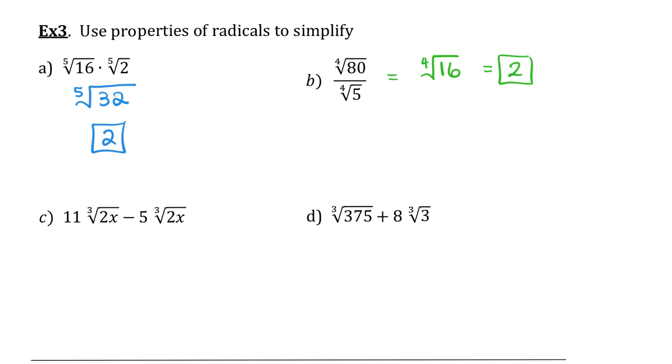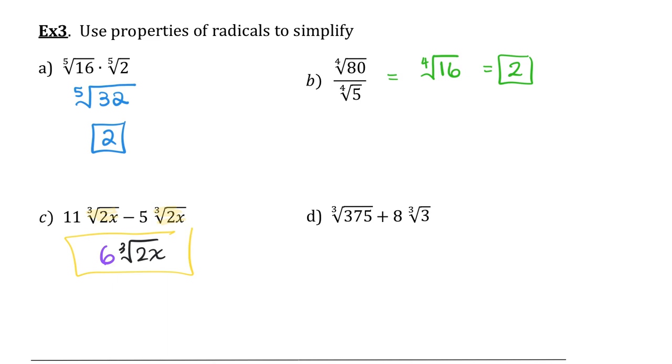Okay, what is this, subtraction? 11 times the 3rd root of 2x minus 5 times the 3rd root of 2x. I'm subtracting. Are they like terms? Yep, because their radical and radicand are identical. So 11 minus 5 is 6 times the 3rd root of 2x. And that highlighted part does not change.